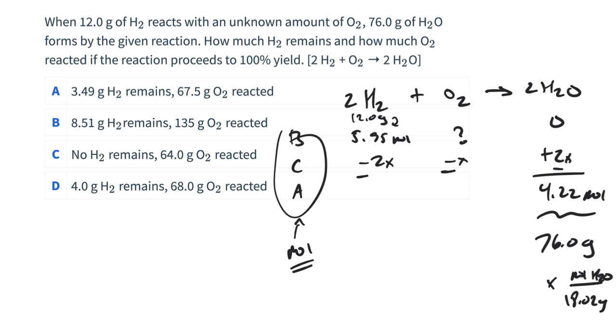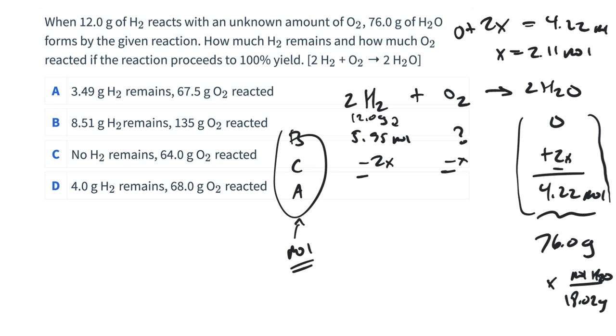Okay? And so once I write this step out, do you see how the answer is almost right in front of us? That 0 plus 2x is equal to 4.22, I can solve for x. You know, I know x is 2.11 just from that step there. 2x must be equal, so 0 plus 2x is equal to 4.22 moles, so x is equal to 2.11 moles. It's like right in front of our face, you know?